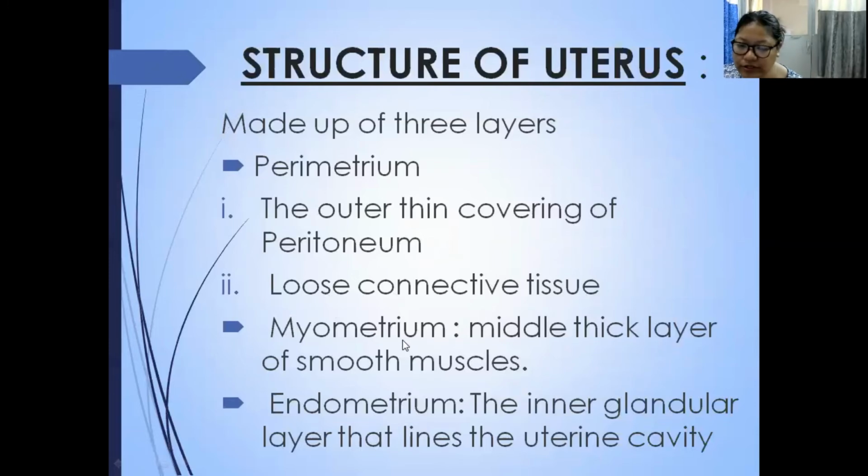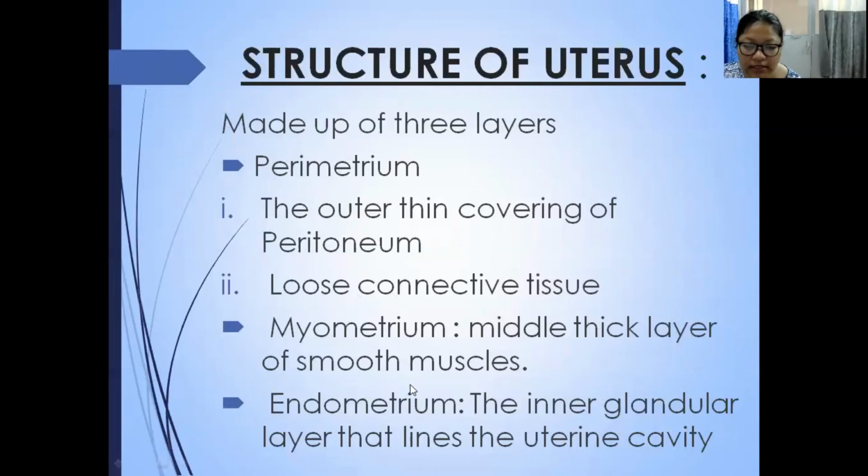Next is the myometrium. I have told you it is the middle thick layer of smooth muscles, and it is in this place where the contraction takes place during childbirth. I have talked to you about how the uterus starts contracting when the baby is delivered. So that time it is this layer, the myometrium, that helps the uterus to contract. That is how childbirth will take place.